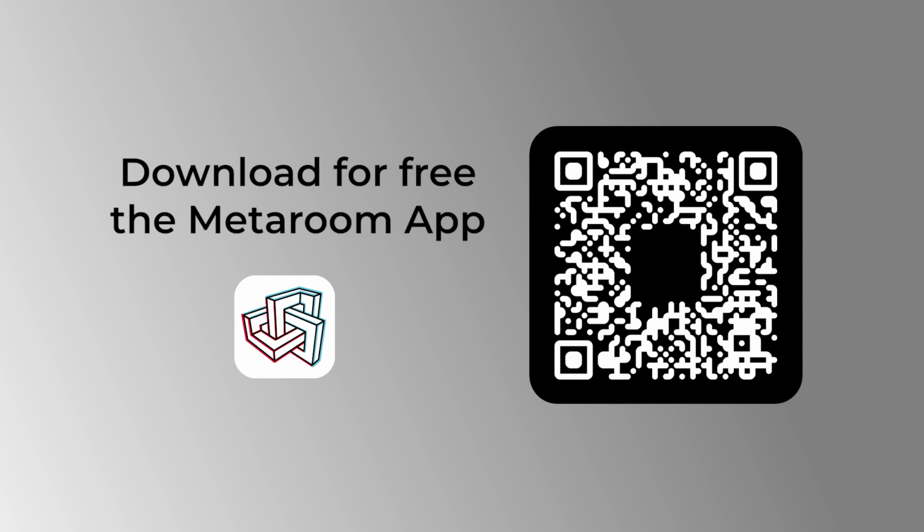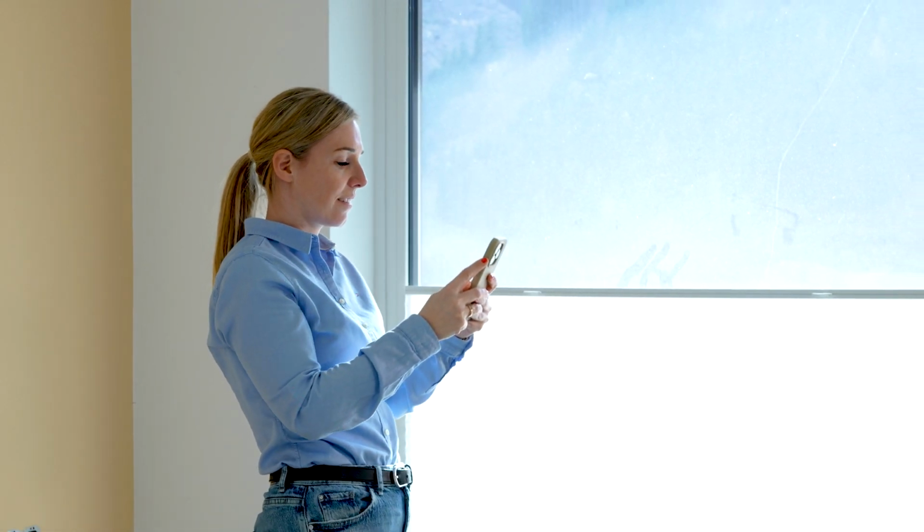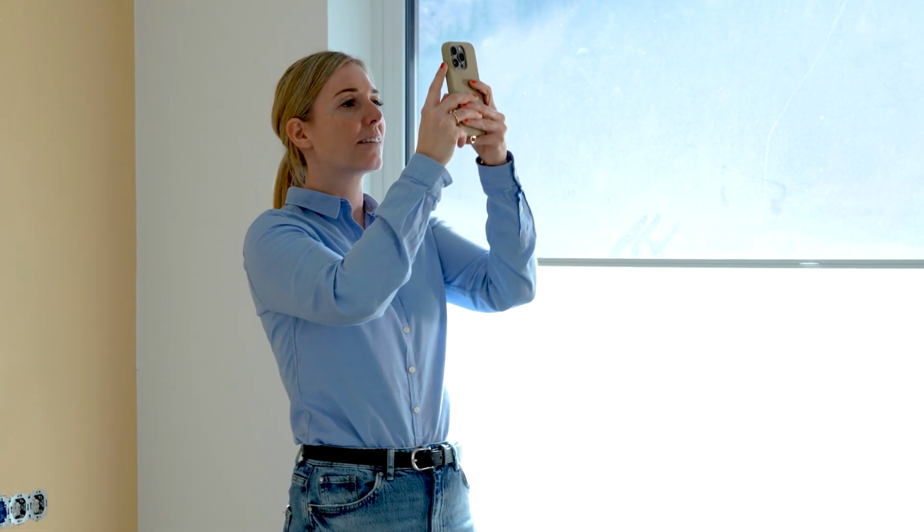Just scan the QR code on the screen and it will take you to the latest version on the App Store. Make sure you have the required Apple Pro device, which are iPhone Pro 12 or later and iPad Pro 2020 or later. Scan your desired space using the Metaroom Scan app.